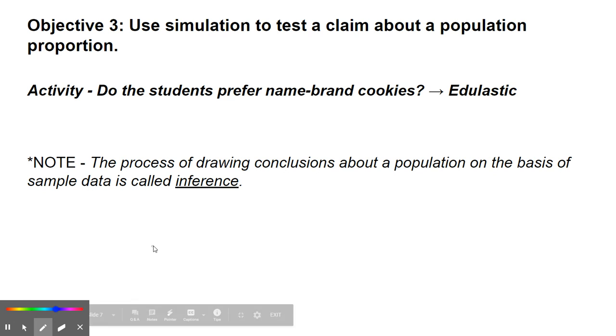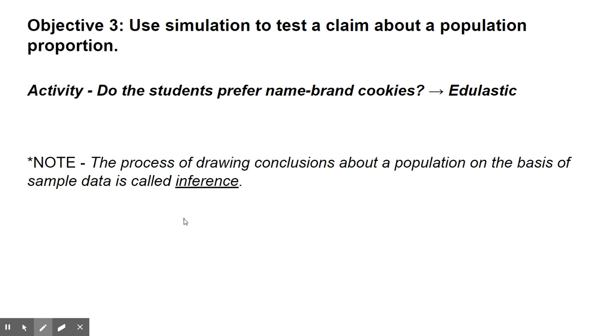All right, so hopefully you've returned from that activity. It maybe brought simulations to life. This process of drawing conclusions about a population on the basis of sample data is called inference. This is a huge idea. I think we talked about it in the first section of this chapter, that it's somewhat impossible to get every person in the population's opinion or data. It takes too much time, too much effort. So sample data is what we use to then make inferences about the population.